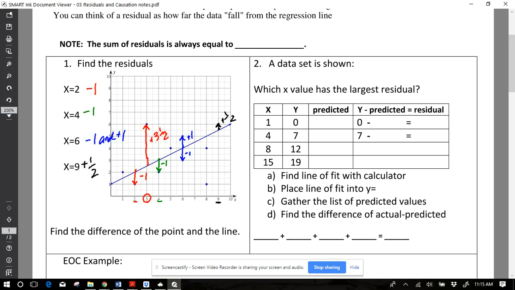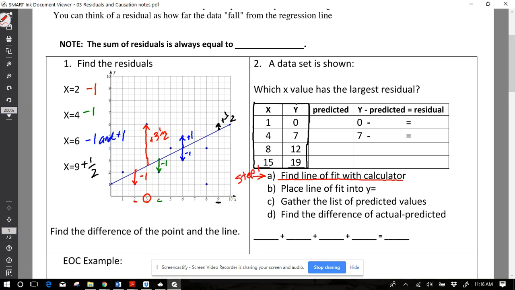Great. Let's look at a data set. My question is, given this table right here, which x value has the largest residual? If I were to create a scatter plot of these points, then I would have all my points plotted, but I wouldn't know what the line of best fit is. So the first thing that I need to do is to figure out what my line of best fit is using my calculator. All right, so step one.